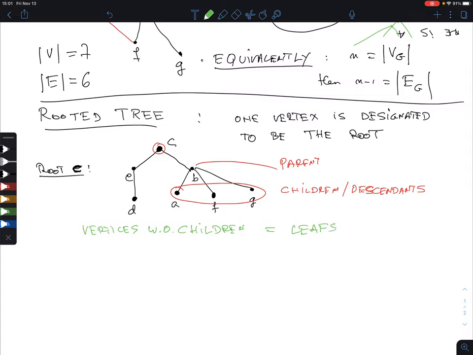So we're mixing our analogies here. We're thinking here of the genealogical tree, but then we call them leaves. Nobody calls a child a leaf, right? If you have a son and he never had children, you're not going to call your son a leaf, but okay. So that is the terminology that we have here.